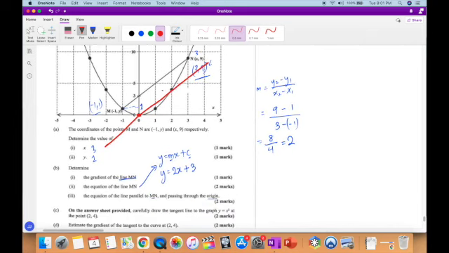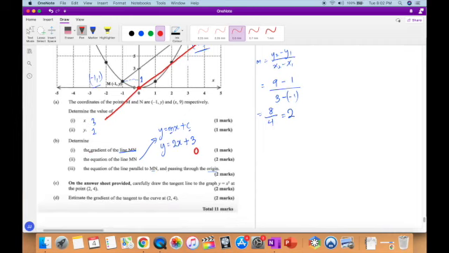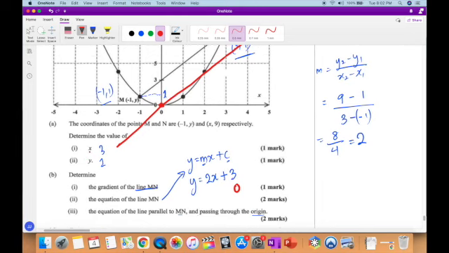If it's passing through the origin, then where does this red line cut the y-axis? At zero. So you would expect that the equation of this line, c, would be zero. It wouldn't have a c if it cut in at zero. So c would be zero, for the equation of the line parallel to MN.